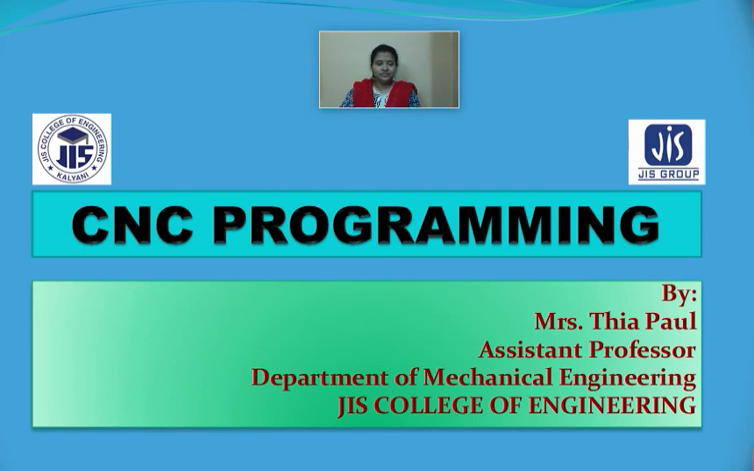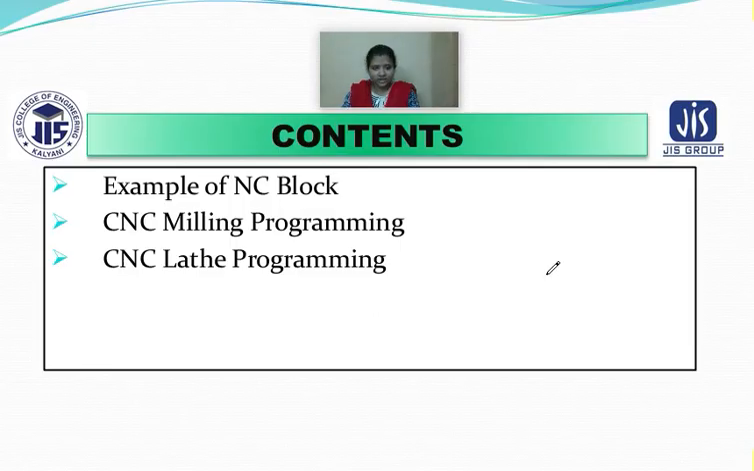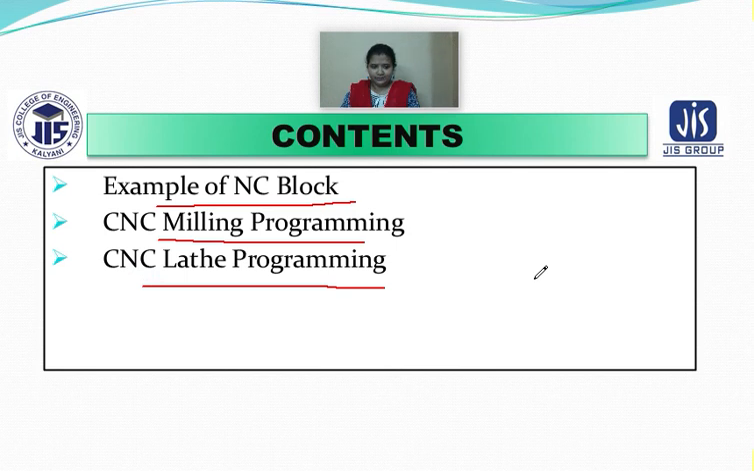So before we proceed to the programming, let's have a look at the contents. We are going to have a look at examples of an NC block, I mean to say how an NC block can be created. Then we will be discussing some CNC milling programs and some CNC lathe programming. As you know, CNC milling programs deal with 3 axes, X, Y and Z, and CNC lathe programming uses only 2 axes, that is X and Z. Okay, so without further delay let's move to the next slide.